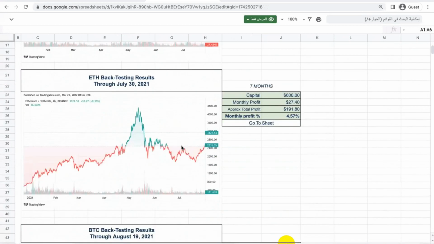The next up is Ethereum. So our backtesting results for Ethereum. This was run from January 1st of 2021 through July 30th, so a full 7 months. Again, $600 in capital. The average monthly profit, $27.40. Total profit in that 7 month period, $191.80 on a $600 initial capital investment. Average monthly profit of 4.5%.